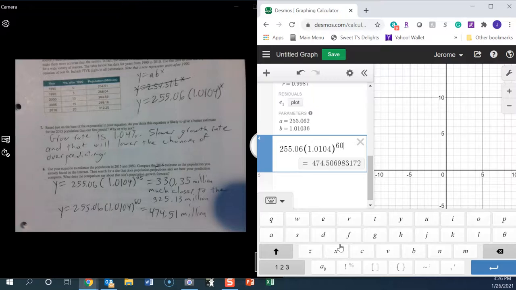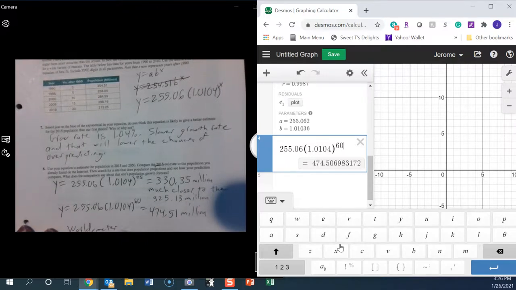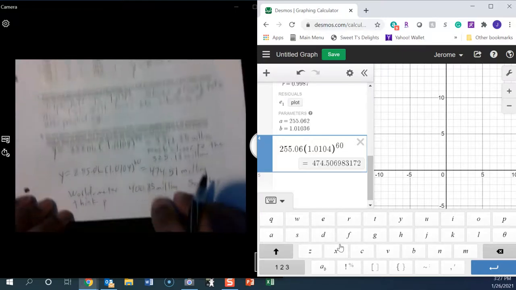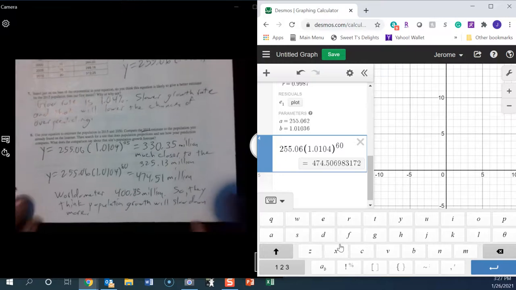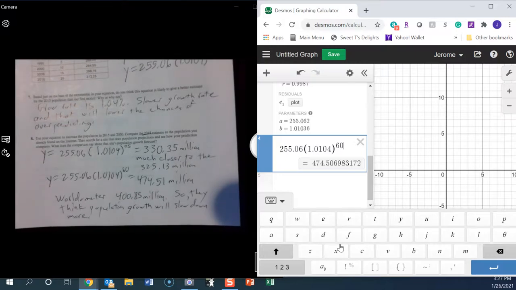Now, on one of those sites, on Worldometer, they predicted that the 2050 population will be 400.85 million. So they think population growth will slow down more. Okay, so this is basically it from section 2.6.